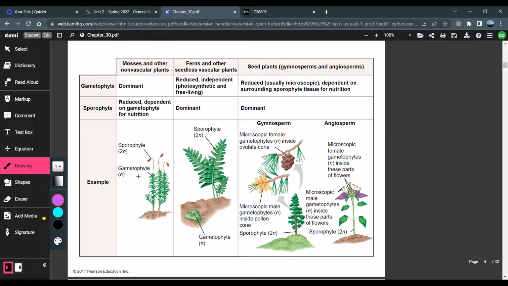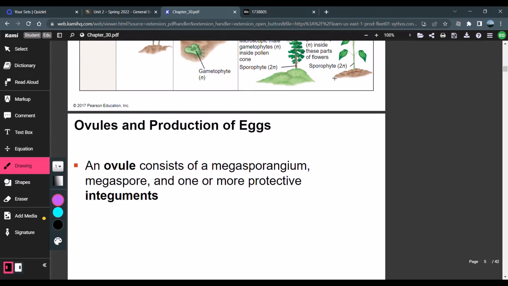As we see here in the mosses and non-vascular plants, the gametophyte is dominant, while the sporophyte is reduced and dependent on the gametophyte for nutrition. And here we see angiosperms and gymnosperms. We see that the sporophyte is dominant and the gametophyte is reduced, dependent on the surrounding sporophyte tissue for nutrition.